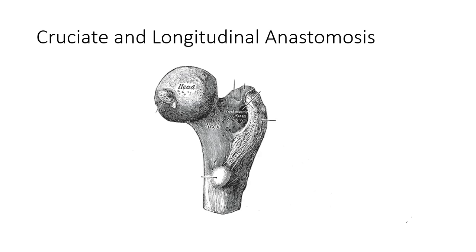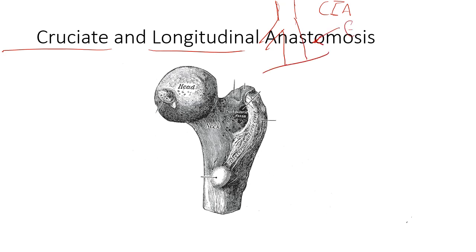First of all, we have two anastomoses in the posterior thigh: the cruciate and the longitudinal anastomosis. Let's start from the very beginning. We have the common iliac artery, which is going to bifurcate into the internal iliac and external iliac artery. This is the external iliac artery, and this is the internal iliac artery.